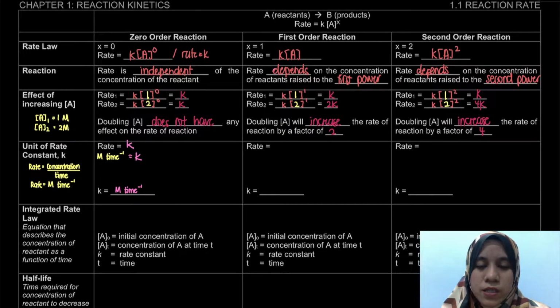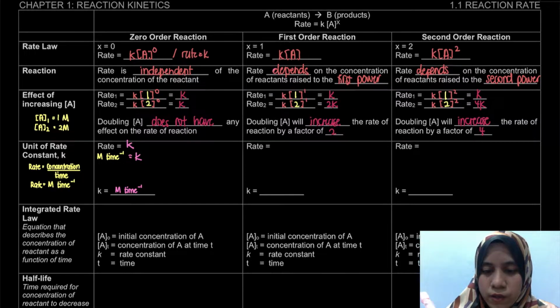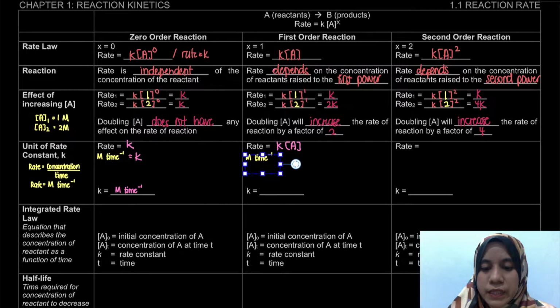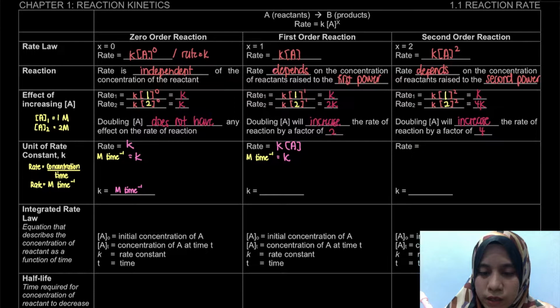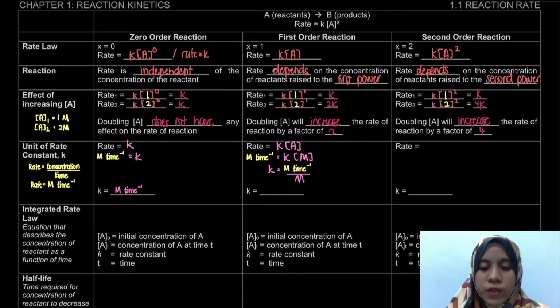Okay, so let's look at the first order reaction. Here we know that rate is equal to k[A]. Rate is molar per time. And the unit of concentration, the square bracket means concentration, is molarity, with the unit M. So K will become molar per time divided by M. When we divide it, K will become per time. So the unit of the rate constant for the first order is per time.